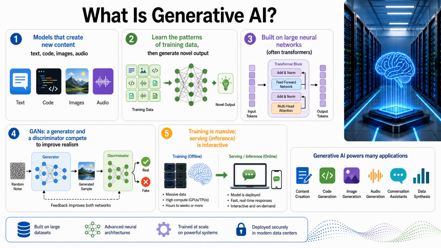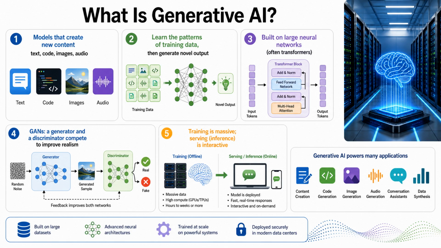The slide breaks it into 5 ideas that build on each other. Let's walk them. Number 1, top left. These are models that create brand new content. Not sorting existing data, generating it. Text, code, images, audio, all of it. Number 2, how do they pull that off? They learn the deep patterns in a massive pile of training data, then generate novel output that follows those patterns, something that never existed before.